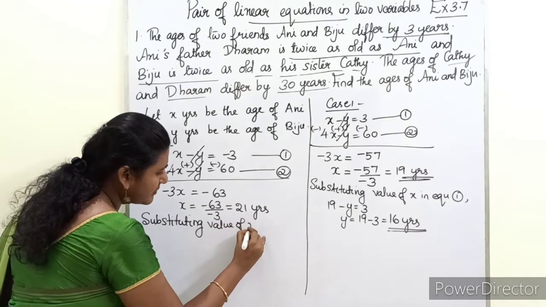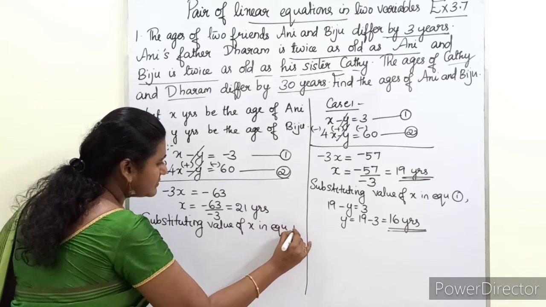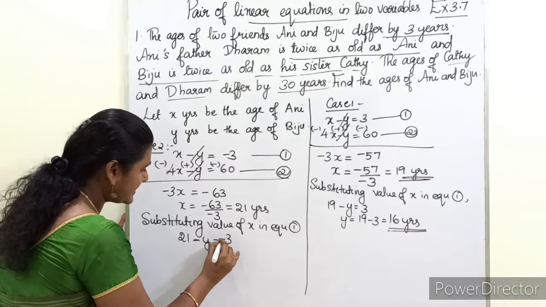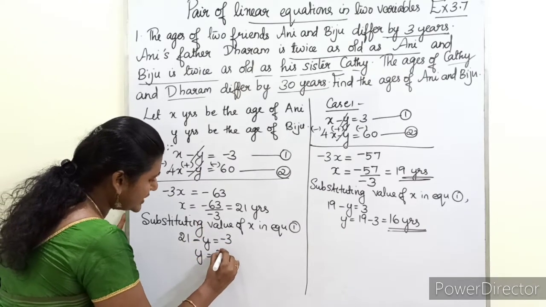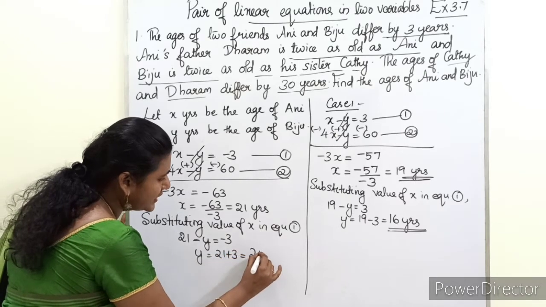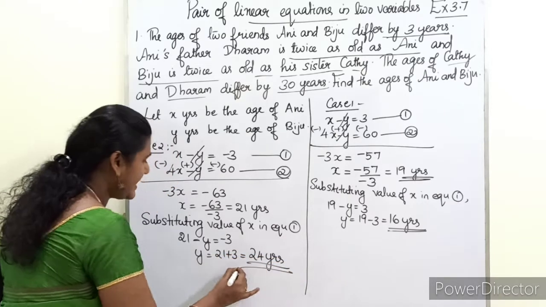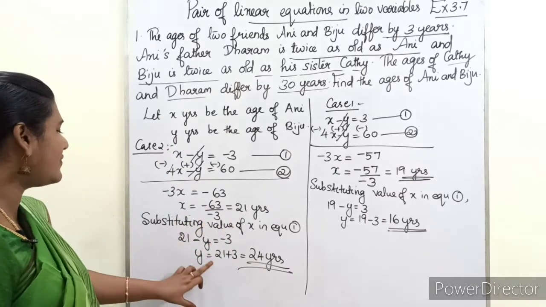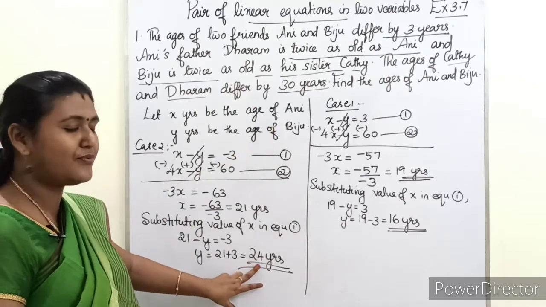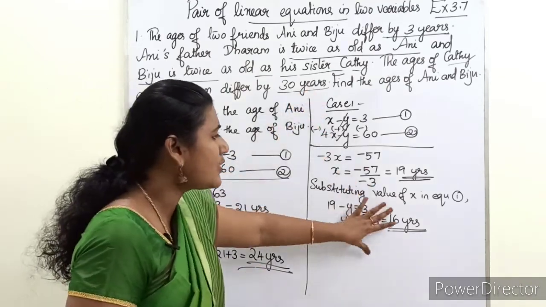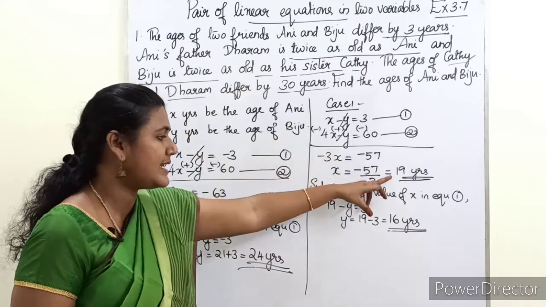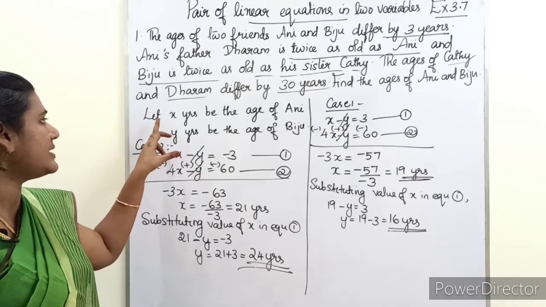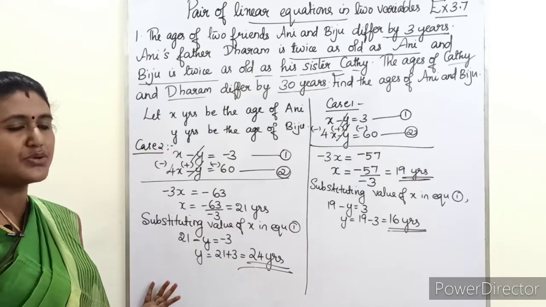Value of x in equation 1. So here we will get 21 minus y is equal to minus 3. So y is equal to 21 plus 3 is equal to 24 years. So in the second case, age of Annie will be 21 years and the age of Biju will be 24 years. So in each case we got two sets of values, 19 years and 16 years in the first case and 21 years and 24 years in the second case. So this question you have to do like this.